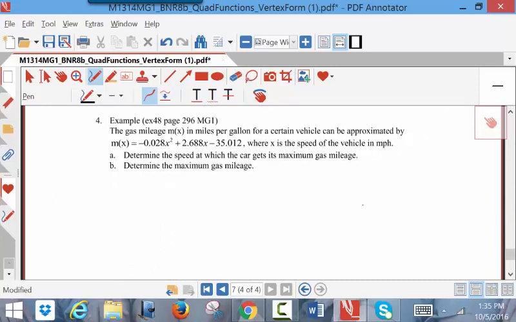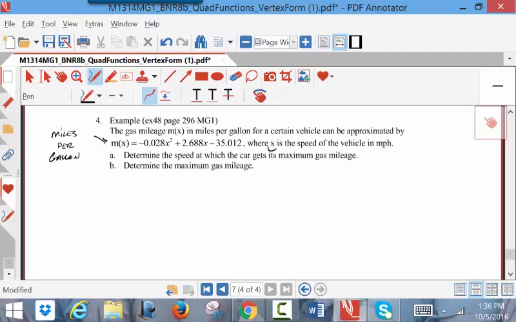One more, number 4. The gas mileage in miles per gallon for a certain vehicle. So miles per gallon, that's kind of an important thing, right? Miles per gallon, with gas prices being really high, can be approximated by this weird looking equation where x is the speed of the vehicle. So the M of P, which is the y value, is miles per gallon, meaning my little smart car gets about 40 miles per gallon. My Expedition gets like 15 miles per gallon. That's kind of the goal, how good a gas mileage can we get.